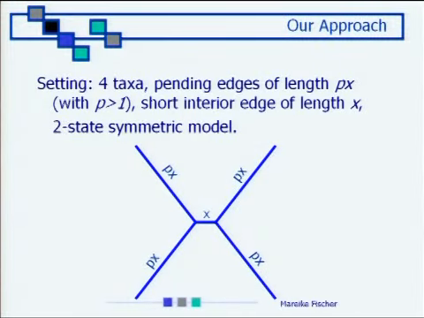So our setting, as I said, we are looking at the 4-taxon scenario. We choose the interior edge to have length x and the pendant edges to have length p times x, where p is a number larger than 1.